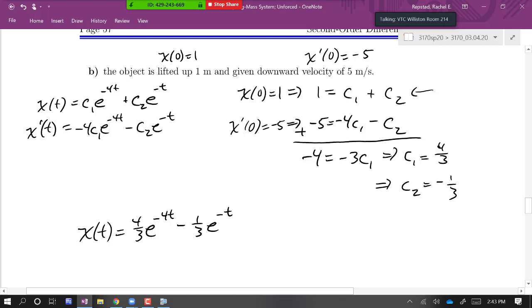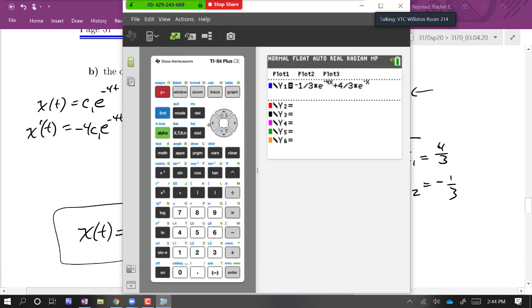So a pretty similar looking function for our displacement. Maybe we'll take a look and see how that graph differs.